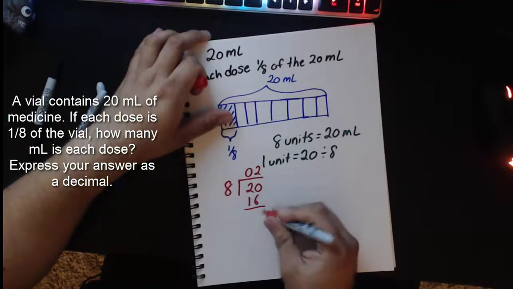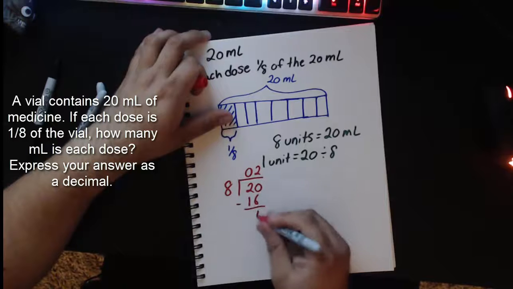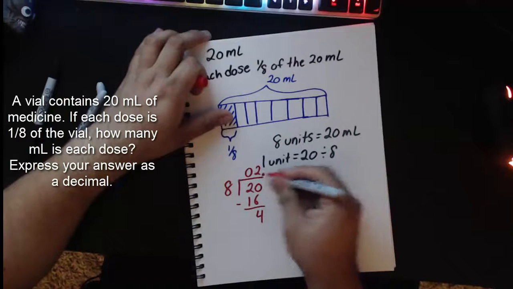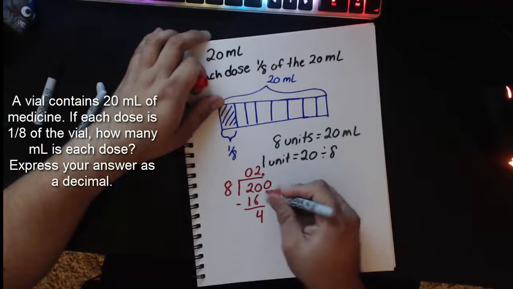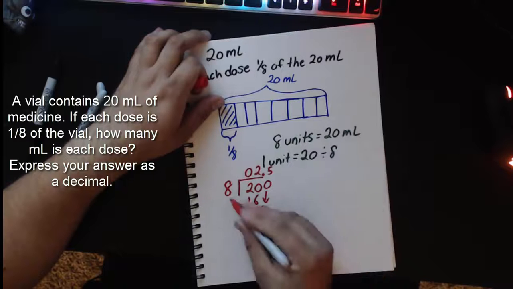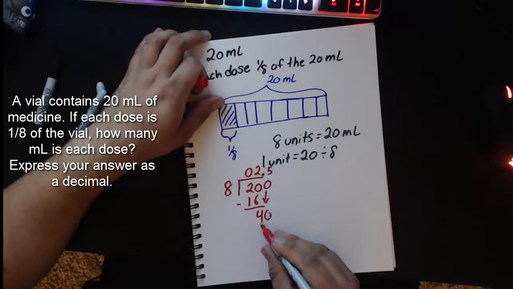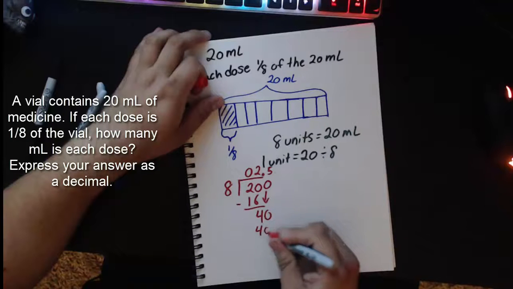There's my 16. Subtract from the 20. 20 minus 16 is going to give me 4. Add my little decimal there. Drop a 0 in there. 8 goes into 40 5 times. So 8 times 5 is 40.